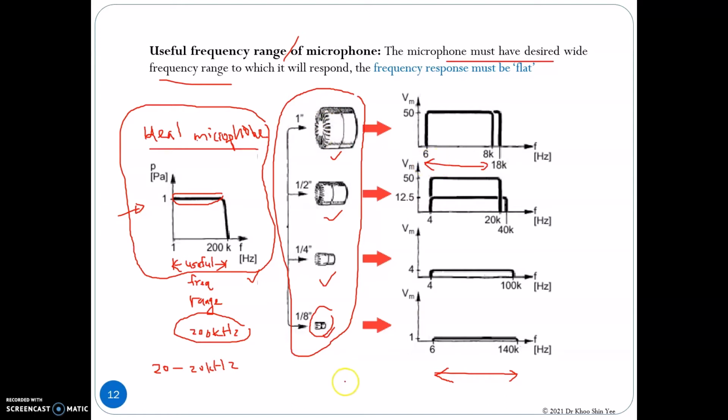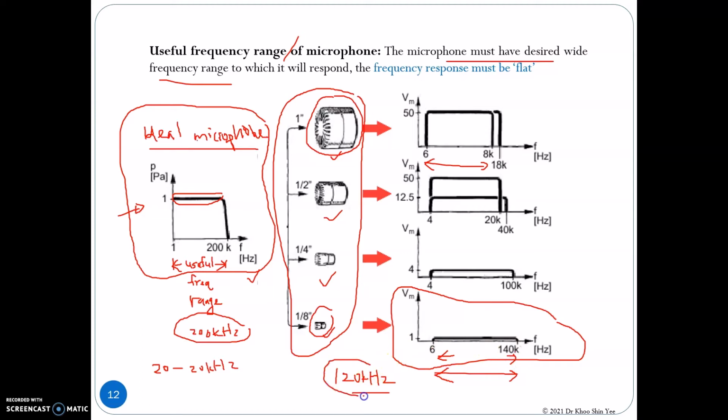If you want to measure the sound pressure at 120 kHz, which size of microphone should you choose? If you choose the first one, we cannot measure this because it is out of the range. If you look properly, only the last microphone here is suitable because it can cover the range 6 to 140 kHz. Therefore, we can measure this sound wave.